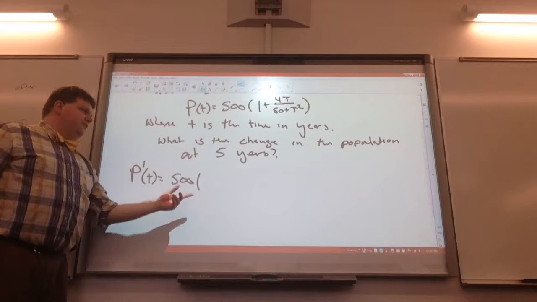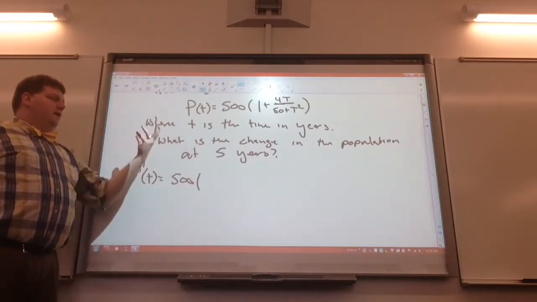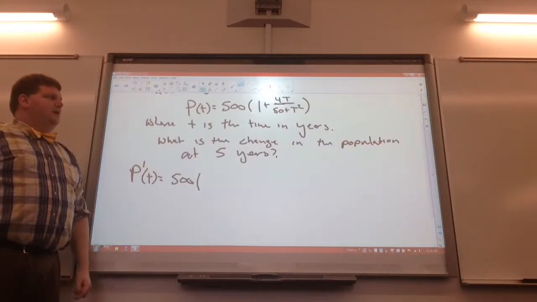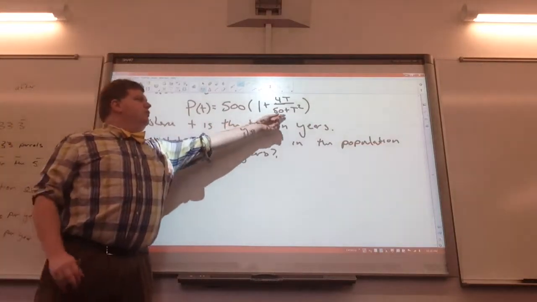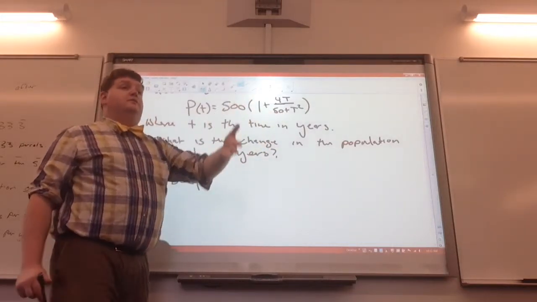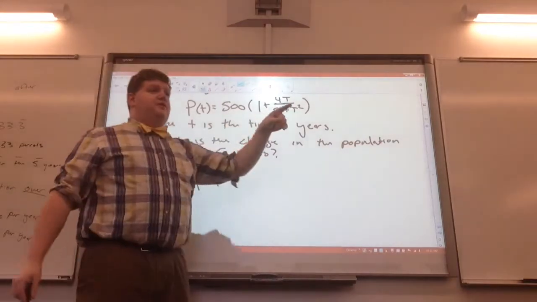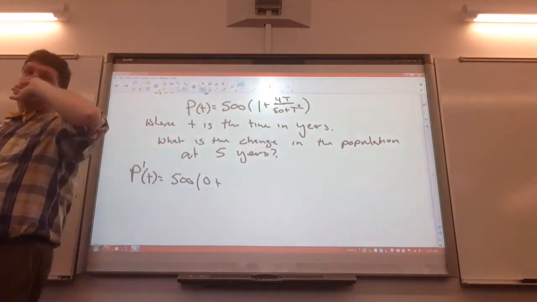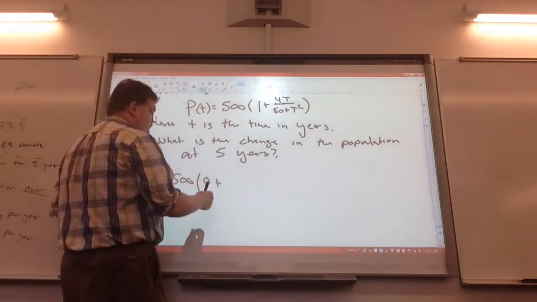So it starts off with 500. Now we come into our parentheses. It's 1 plus 4t over 50 plus t squared. Any special rule here? Not for the 1, it's just the derivative of a constant, which is 0. And for the fraction, I have to use the quotient rule. So low-D high minus high-D low over low squared.